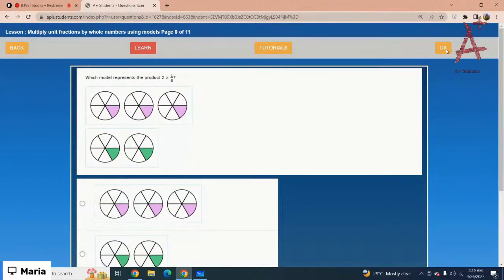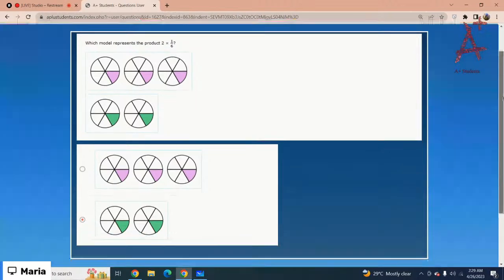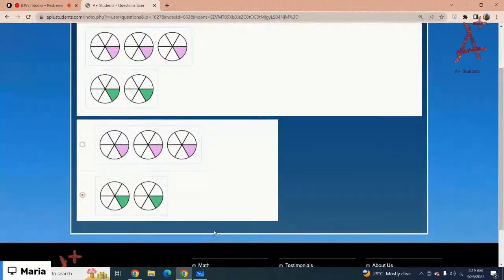Which model represents the product 2 times 1 over 6? 2 times 1 over 6. 1, 2, and 1, 2, 3, 4, 5, 6. That would be the second one with the green color. That is the correct option. Here you can see 2 over 6. Got it? 2 over 6 means just 2 of the portions are colored out of the 6. So the second option is the correct option.